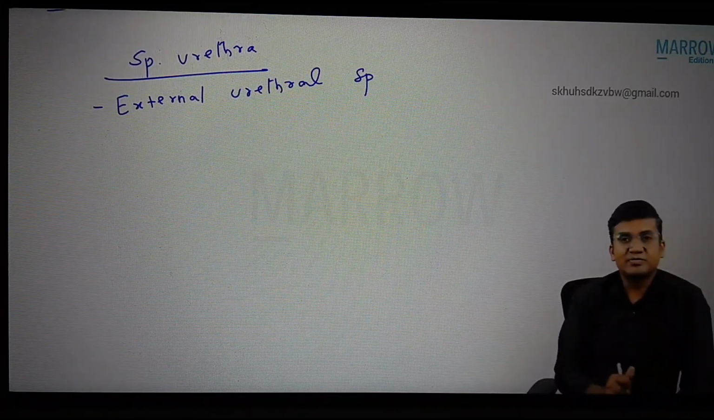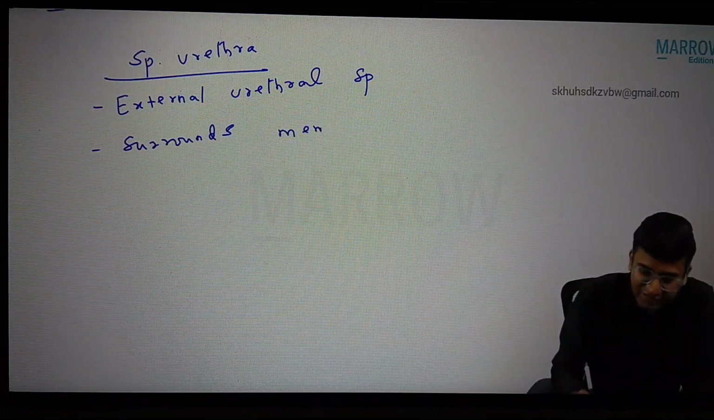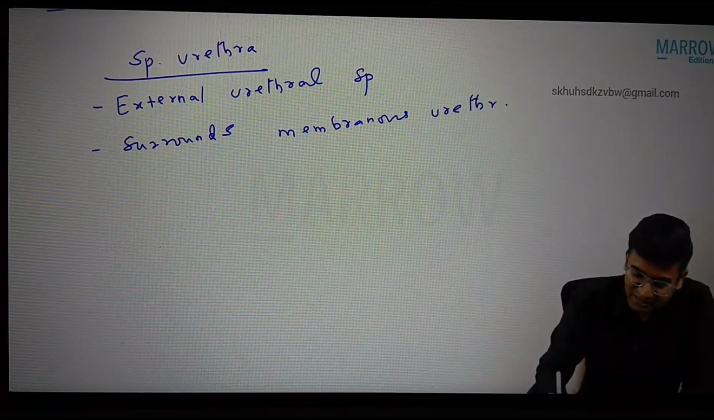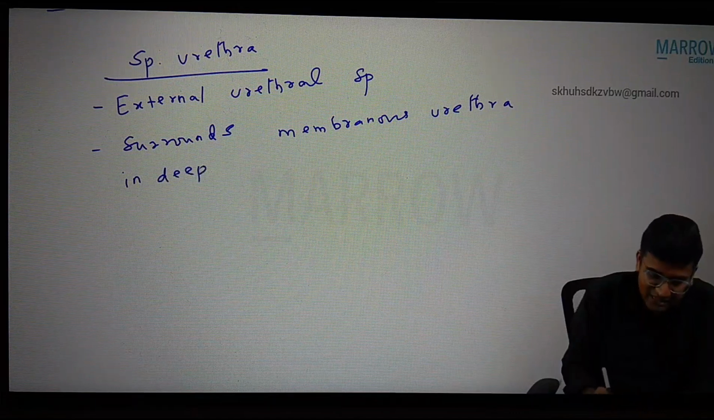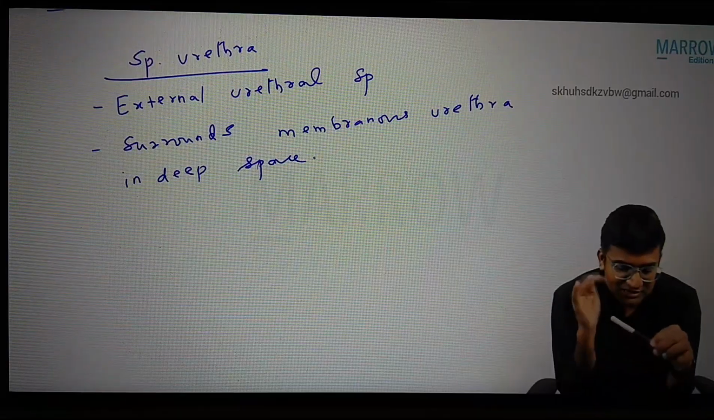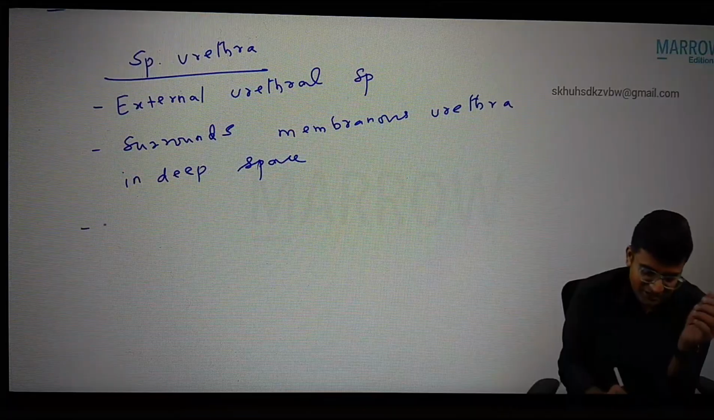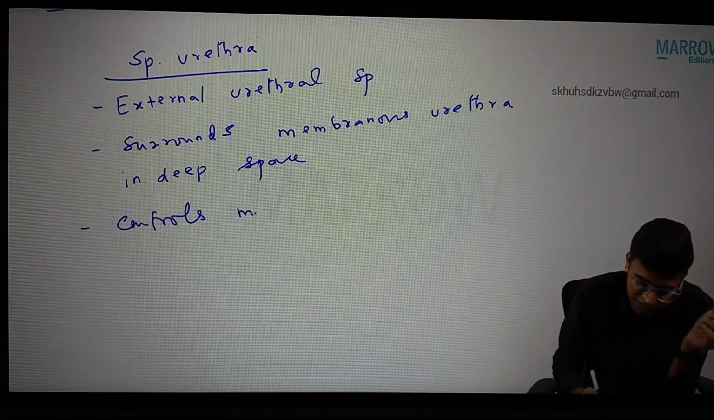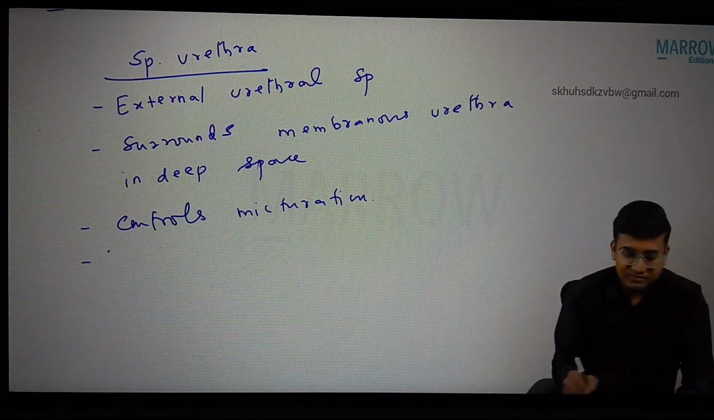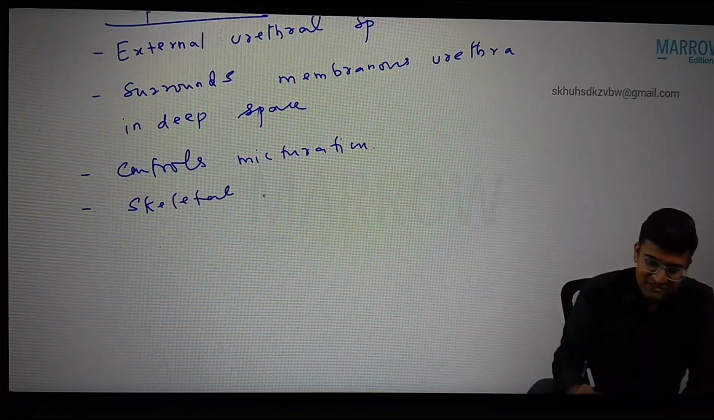External urethral sphincter. Now it surrounds which urethra? Membranous urethra. Very good. It surrounds the membranous urethra in the deep space. Very good. Now what is the function? Actually, this muscle is a skeletal muscle, and this muscle controls micturition. So micturition is under our control only. Okay, so this is a skeletal muscle.